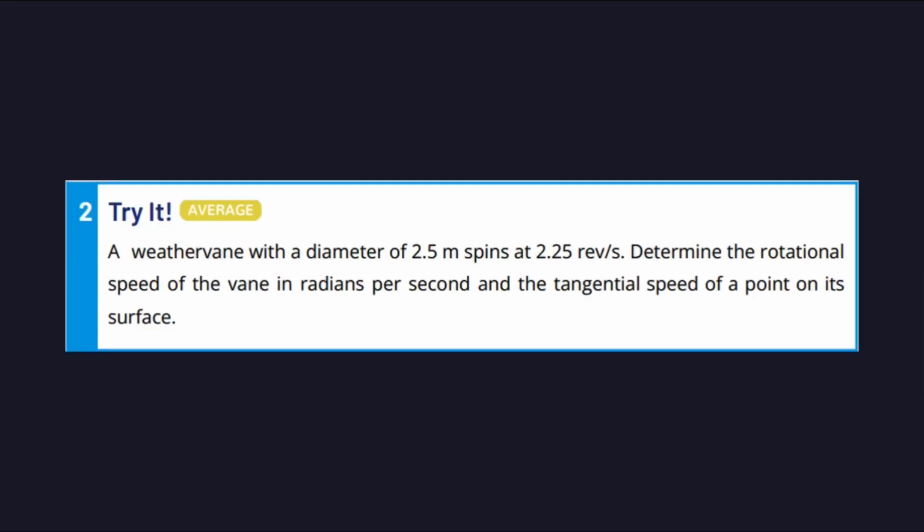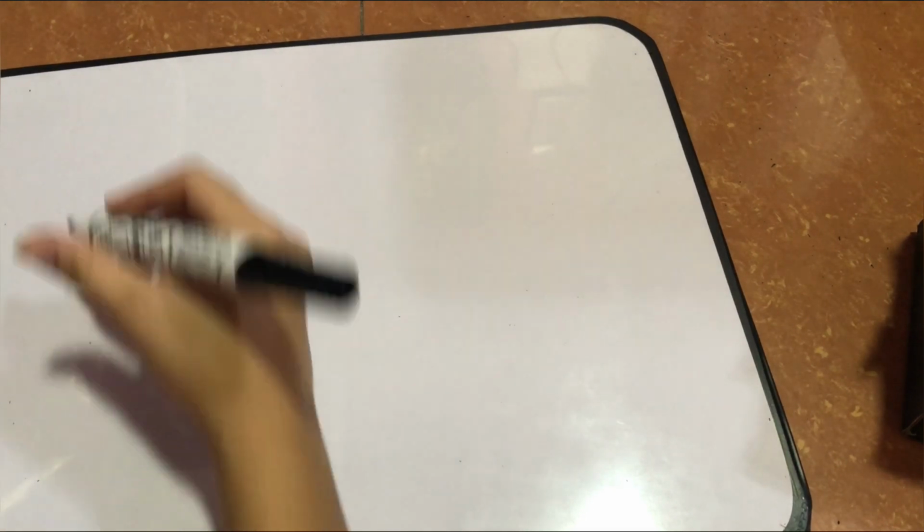So, sa atoang try it, a weather vane with a diameter of 2.5 meters spins at 2.25 revolutions per second. Determine the rotational speed of the vane in radians per second and the tangential speed of a point on its surface. So, same ganina kay ang given raman kay ang diameter ug ang revolutions per second. So, need na to sila i-convert. So, first, ato ang i-convert ang diameter into radius.